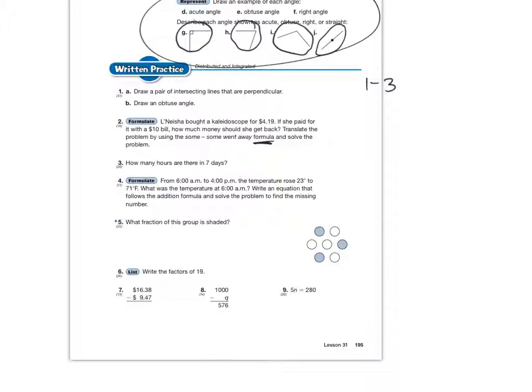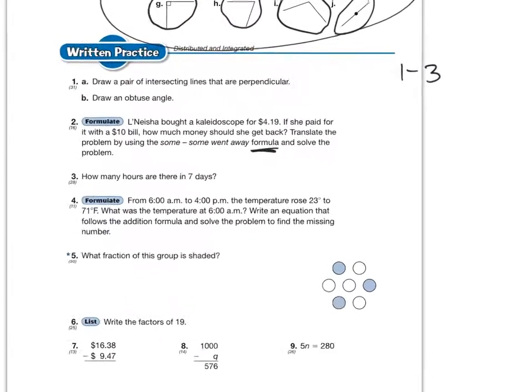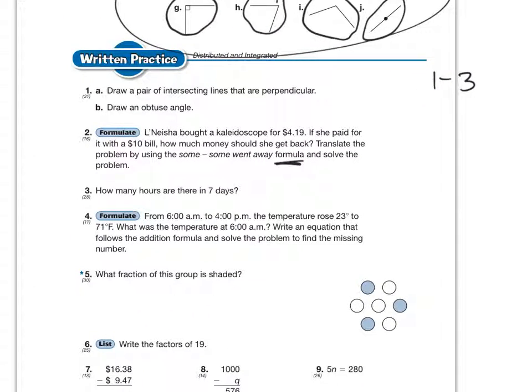All right, number 2. Elnasha bought a kaleidoscope for $4.19. She paid for it with a $10 bill. So I've got $4.19. I have a $10 bill. How much money should she get back? Translate the problem by using a some minus some went away formula and solve. So she has some, $10, and $4.19 goes away equals change. C for change, right? And then go ahead and solve it.